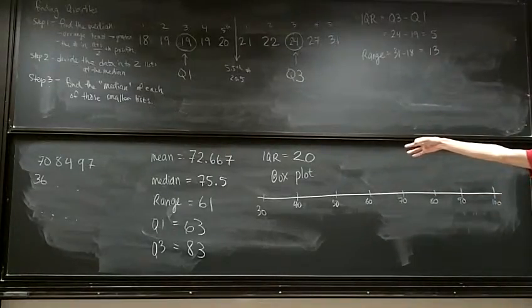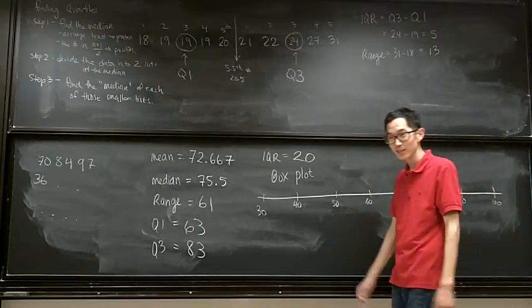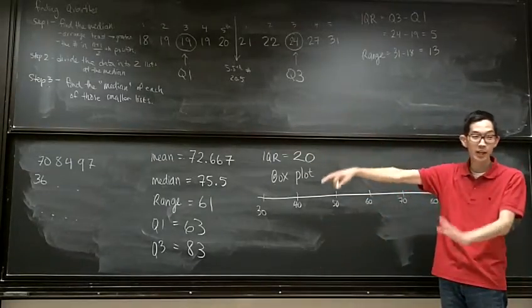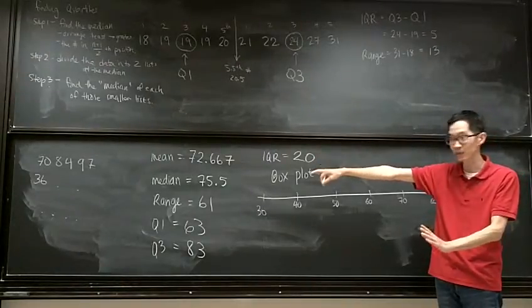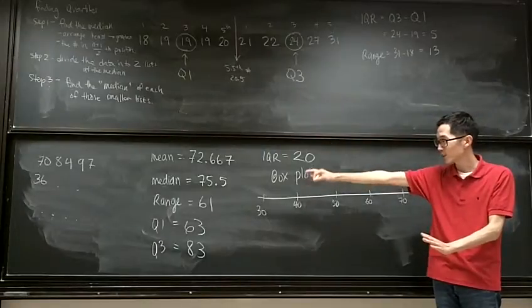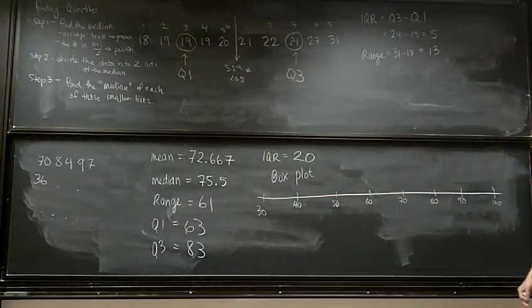Sorry, what numbers are you making the number line for? The 12 test scores that I erased, not unintentionally, but I mistakenly erased. So you already have them written down in your notes because you should have done this exercise and gotten these median and quartile numbers, okay?